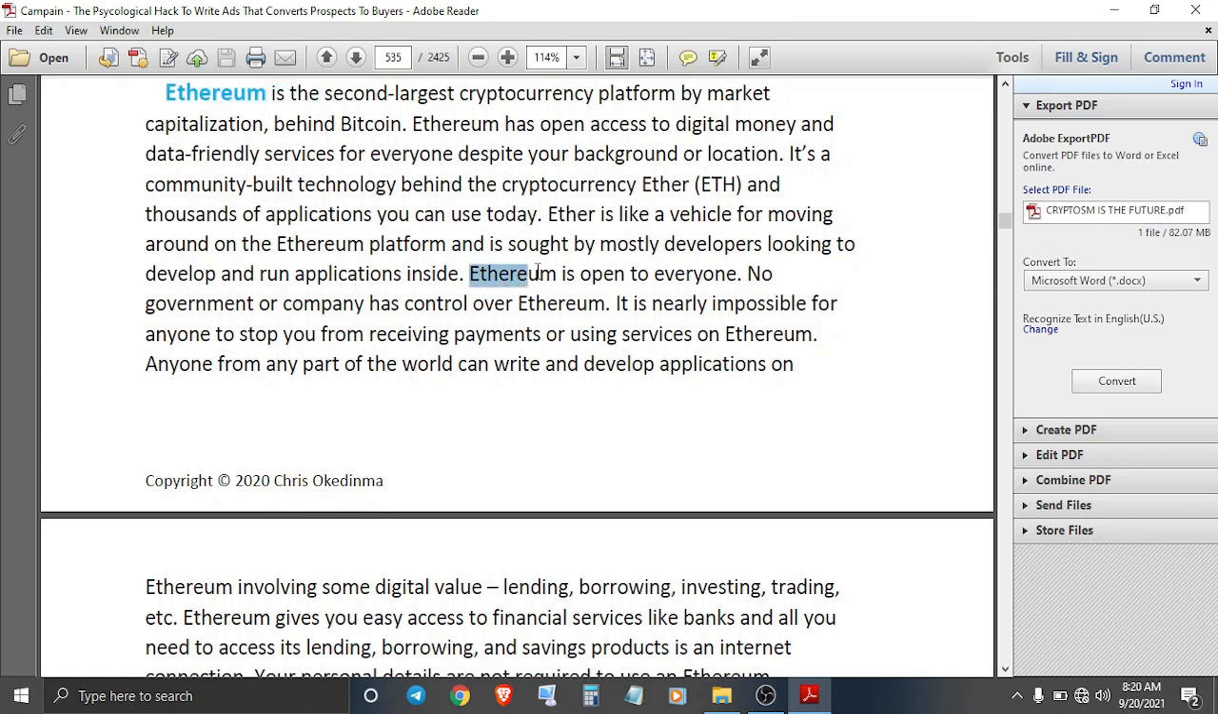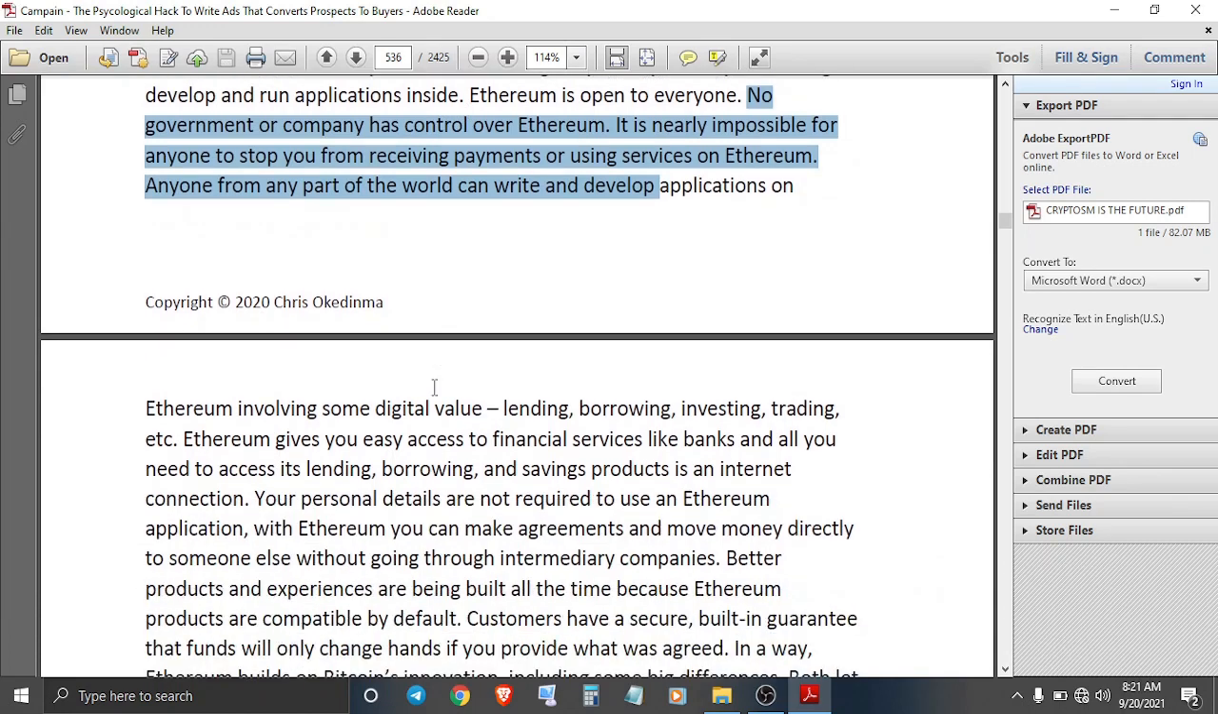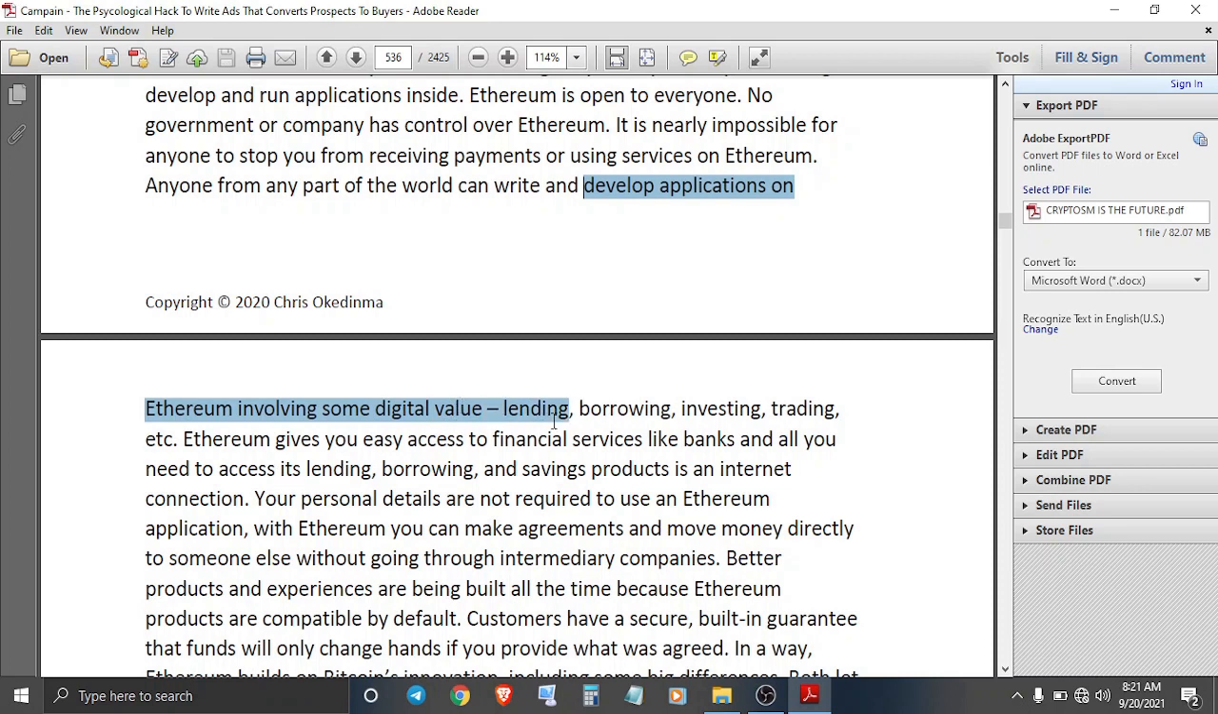Now, Ethereum is open to anyone and everyone. So no government or company has control over this Ethereum platform or network. It is nearly impossible for anyone to stop you from receiving payment or using its services, I mean the Ethereum services basically. Now anyone from any part of the world can write and develop an application on this Ethereum platform involving some digital value, lending, borrowing, investing, trading, and any type of thing.